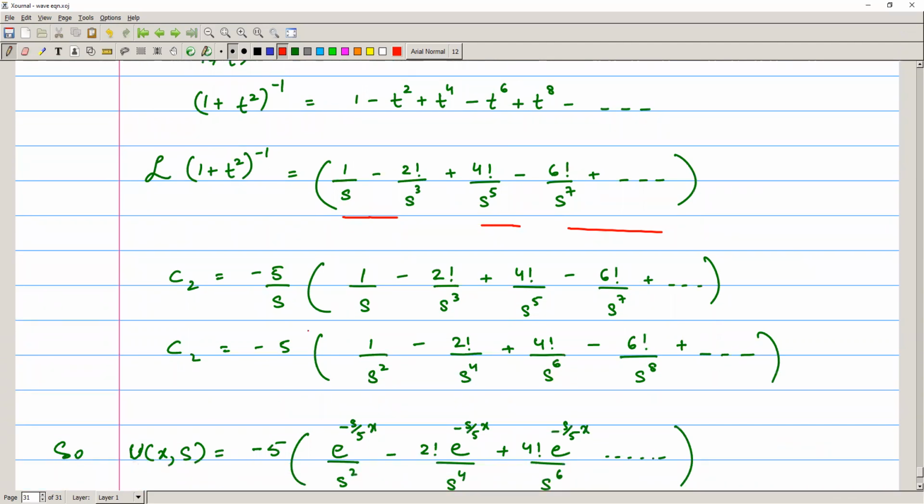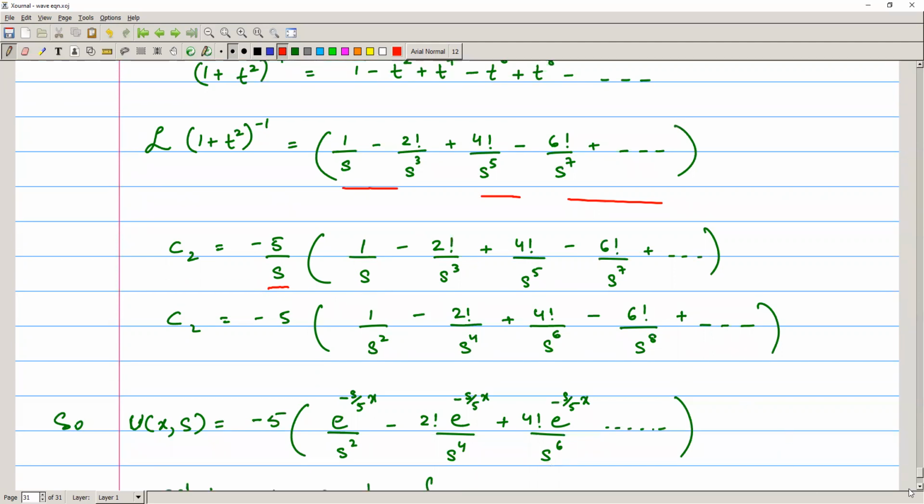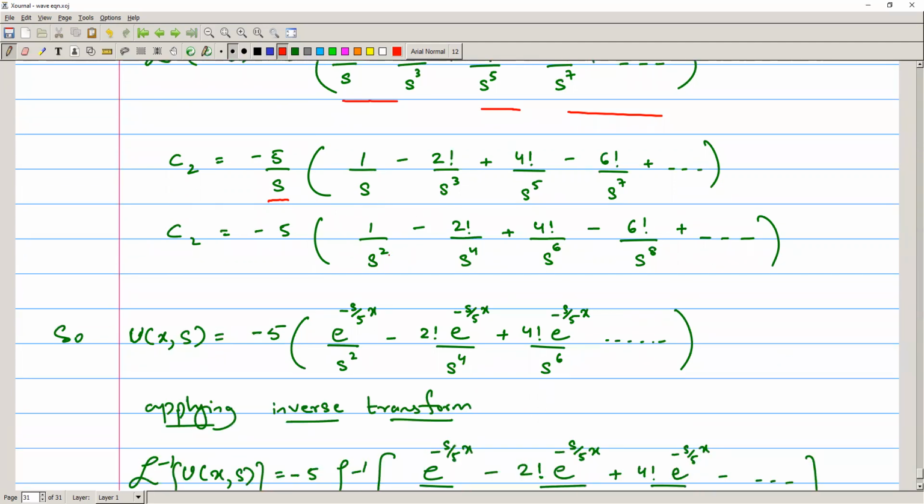c2 is equal to negative 5 over s times the function, right? So again, we can multiply this s into the bracket, and we get negative 5 times 1 over s squared minus 2 factorial over s to the power 4 plus 4 factorial over s to the power 6, and so on, right?